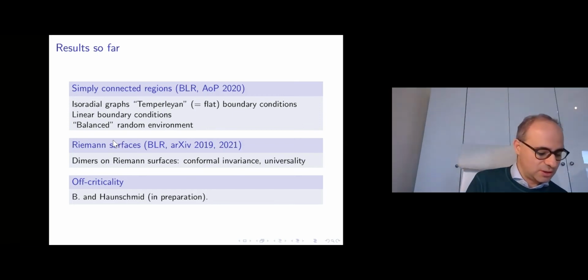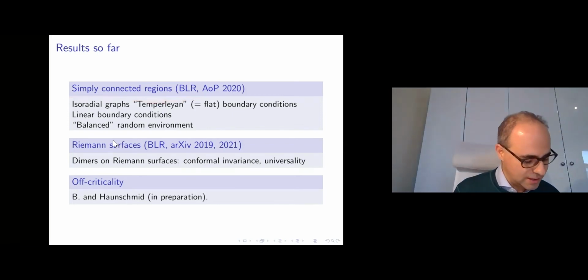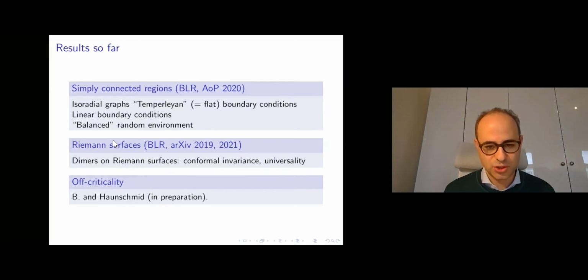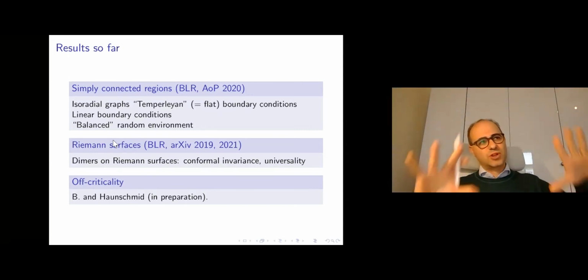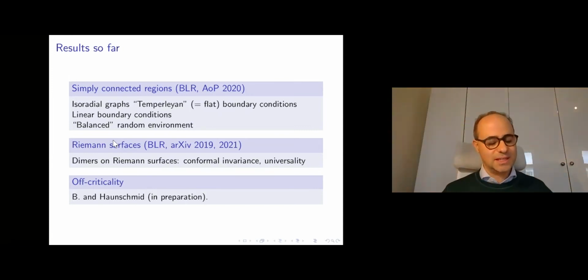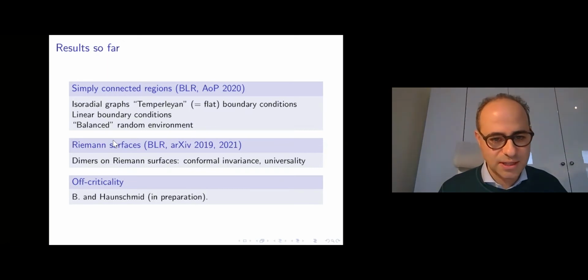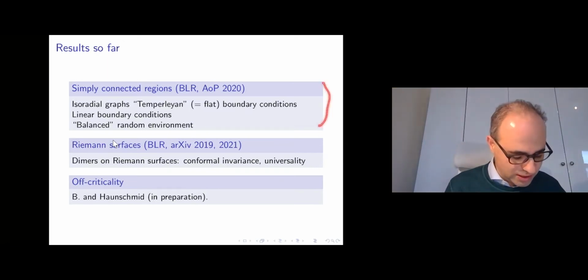So in the case of simply connected regions, we obtain a result which covers several situations, including the case of isoradial graphs, so Temperleyan or flat boundary conditions, which I'm not really going to describe. Likewise, the case where the height function on the boundary is linear is something that we can handle. There's a certain kind of balanced random environment that is covered by this result.